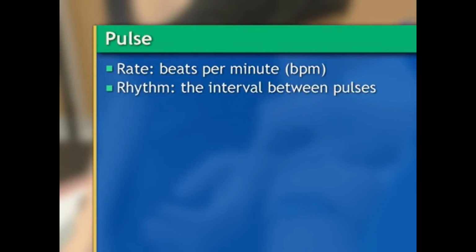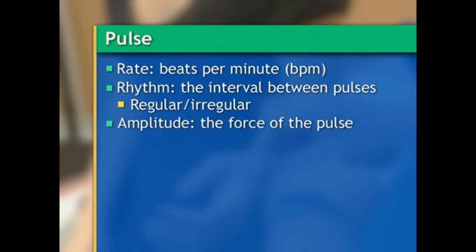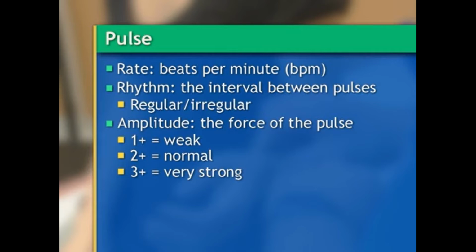Also note the pulse's rhythm, which is the interval between pulses. Rhythm is usually described as regular or irregular. Note amplitude, which is the force of the pulse. You judge amplitude by noting how much pressure you must exert on the pulse site before you can no longer feel it. Express your findings as 1+, meaning weak and easily subdued, 2+, meaning normal, or 3+, meaning that the pulse is very strong and difficult to subdue.